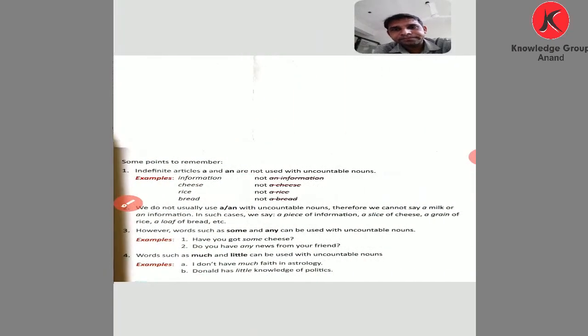We see here some points to remember. Which points? The indefinite articles a and an. We do not use these indefinite articles with uncountable things. We cannot use articles here with these things, meaning information, cheese, rice and bread. So we cannot say an information, a cheese, a rice, a bread.